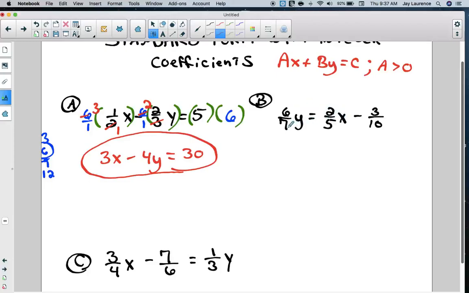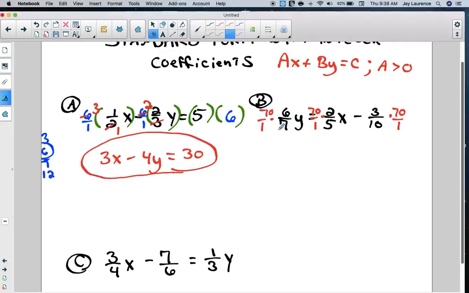All right, I need the smallest number that 7, 5, and 10 will go into evenly. I don't have to have the smallest one. It just makes my math easier. So I'm going to count by tens until I say a number that 7 and 5 both go into evenly. 10, 20, 30, 40, 50, 60, 70. Oh, 70 is my answer. So I'm going to multiply by 70 here, I'm going to multiply by 70 there, and I'm going to multiply by 70 there.